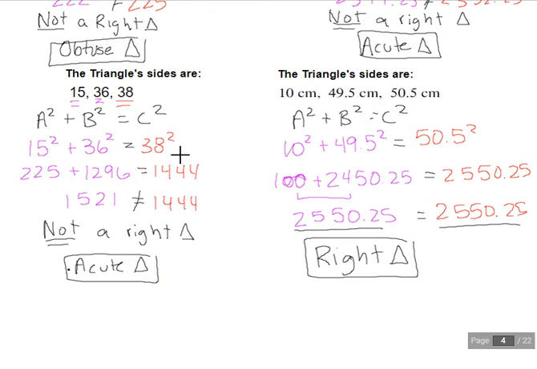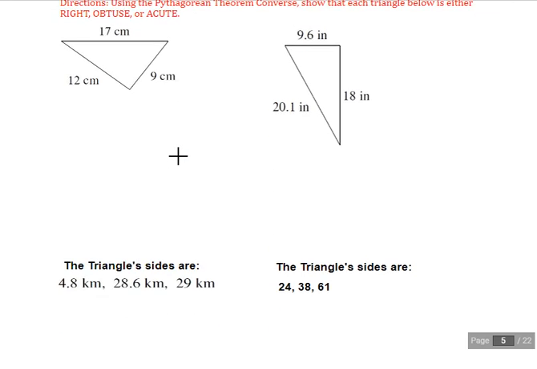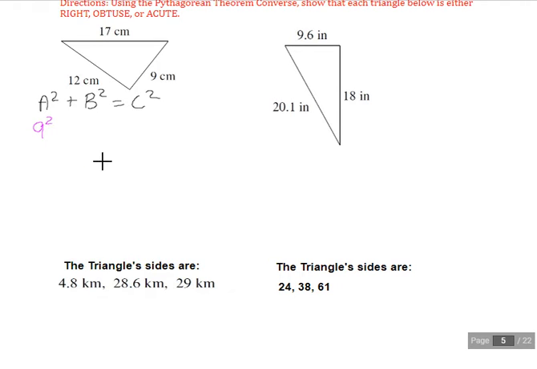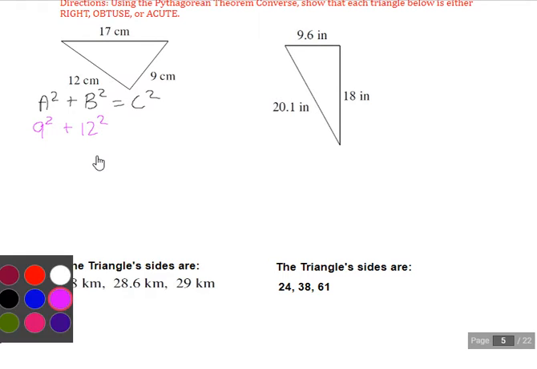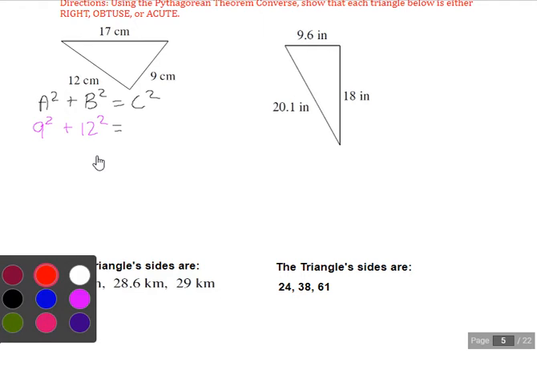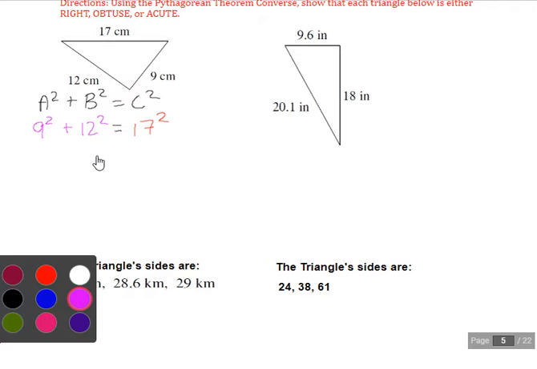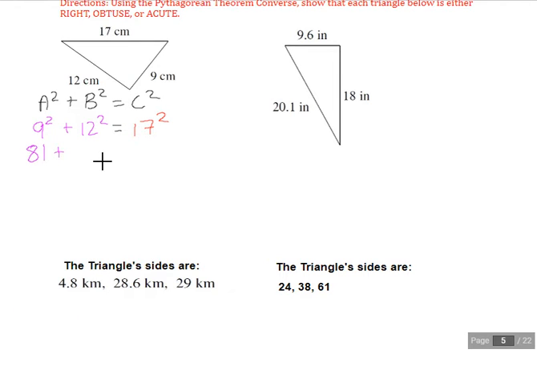Okay. So page 2 of practice, same deal. So we're going to use the Pythagorean theorem. We'll use our two smallest values for a and b because those have to be the legs, not the hypotenuse. And so I have 9 squared plus 12 squared. In this case, testing against our largest value, 17 squared. Okay, so 9 squared is 81. 12 squared is going to be 144. 17 squared.